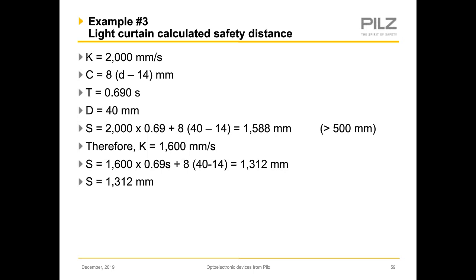But because we are greater than 500 millimeters, and in that table in the presentation before, now we can use the approach speed of 1600 millimeters per second. So the overall safety distance, for example, could be 1312 millimeters.